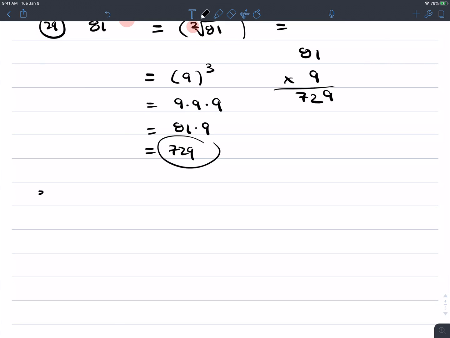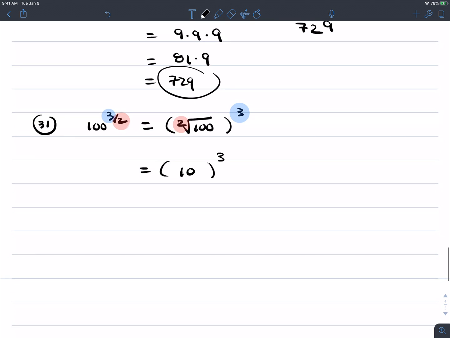So we can do this kind of all day long, right? 31, 100 to the 3 halves power. This is going to be the 3's outside, and then what do you have here? Square root of 100. Let's make sure that the numerator is on the outside. The denominator is my index for the radical. So I get this. What's the square root of 100? 10. So this is going to be 10 to the third power, right?